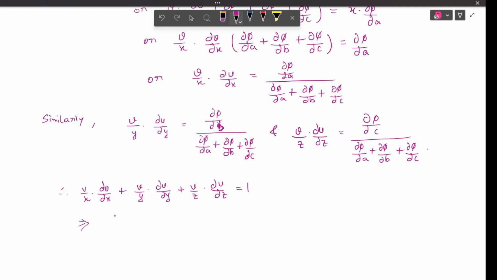So if we take v common, we can say 1/x ∂v/∂x plus 1/y ∂v/∂y plus 1/z ∂v/∂z equals 1/v. Sorry, this is ∂v, not φ. This is the proof we had to show, right? So I think you got the point of how to solve this type of question.